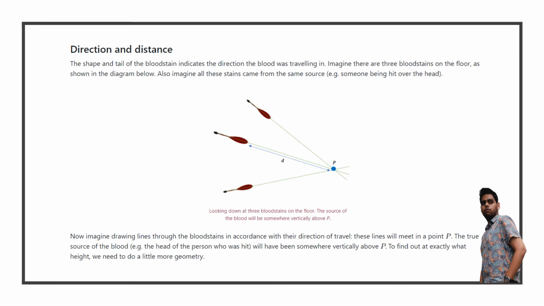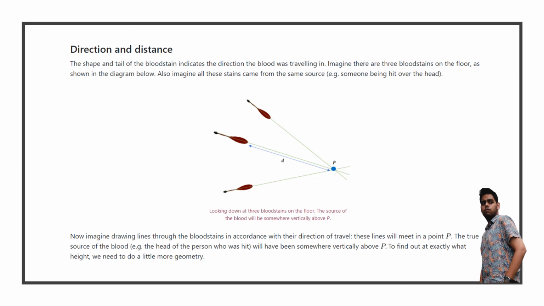Distance. The shape and tail of the bloodstain indicates the direction the blood was traveling in. Imagine there are three bloodstains on the floor, as shown in the diagram below. Also imagine all the stains came from the same source, someone being hit over the head. Now, imagine drawing lines through the bloodstains in accordance with their direction of travel.